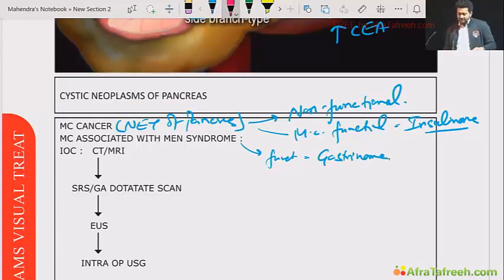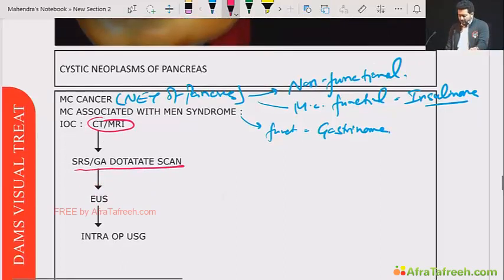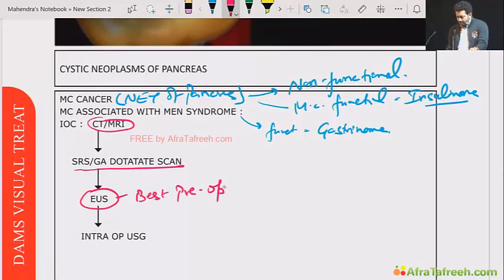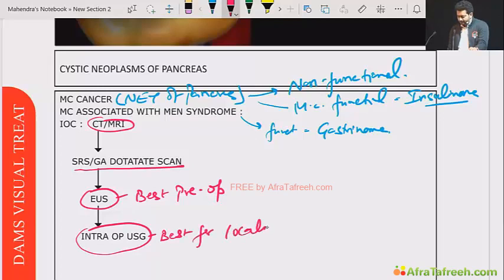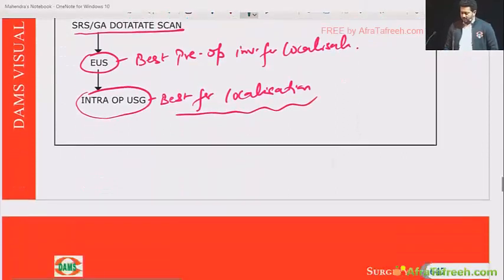Now, when you do the investigation, the initial investigation is CT or MRI. If it is not localized, you can go for nuclear scans like somatostatin receptor scintigraphy, also commonly known as octreoscan. Endoscopic ultrasound is the best pre-op investigation for diagnosis and localization. And overall, intra-op ultrasound is best for localization. So the best investigation for localization is intraop ultrasound, but the best pre-op investigation for localization is endoscopic ultrasound. Okay, so these are the important things in the hepatobiliary system.